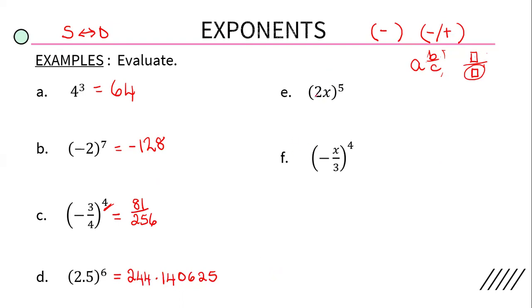Next, we have 2x to the power of 5. Now, the 2 and the x is in parentheses. This is the same thing as 2 to the power of 5 and x to the power of 5. Notice we cannot do anything with the x to the power of 5, but we can deal with the 2 to the power of 5. So you would press 2, power symbol, 5, and that gives you 32x to the power of 5.